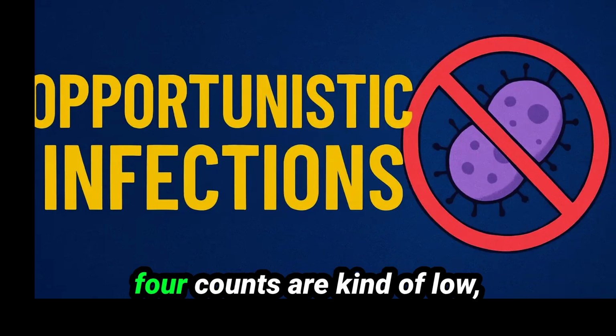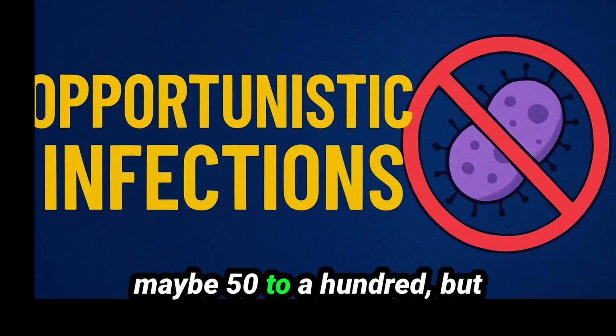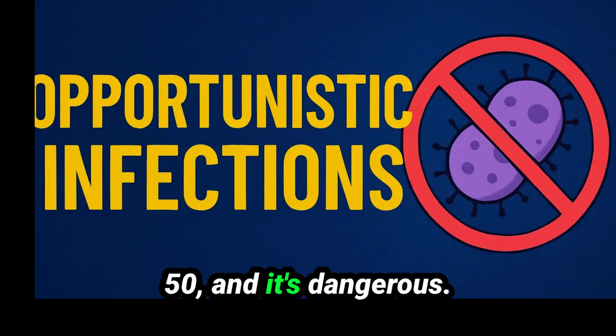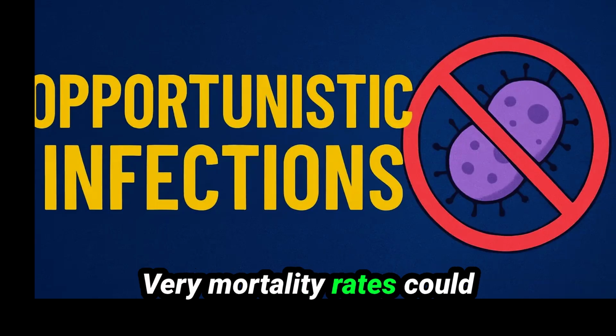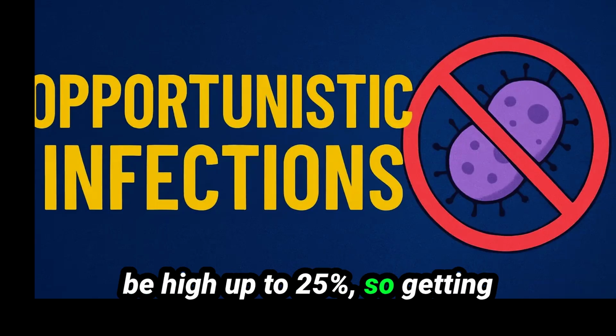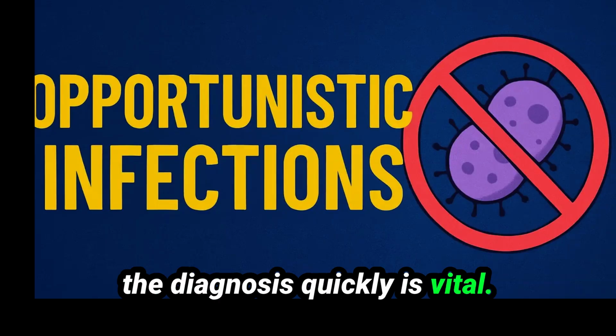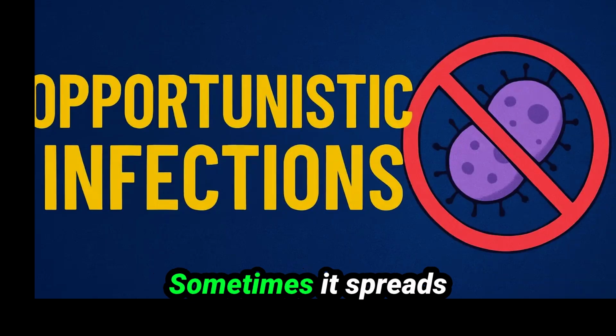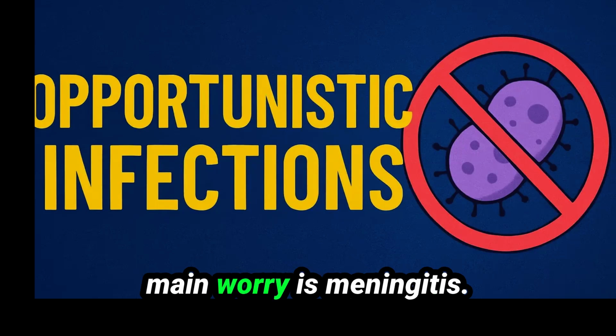We often see it when CD4 counts are kind of low, maybe 50 to 100. But honestly, a lot of patients have CD4s even below 50. And it's dangerous. Very. Mortality rates can be high, up to 25%. So getting the diagnosis quickly is vital. We use tests like serum cryptococcal antigen, CrAg, and blood cultures. Sometimes it spreads to the lungs too, but the main worry is meningitis.